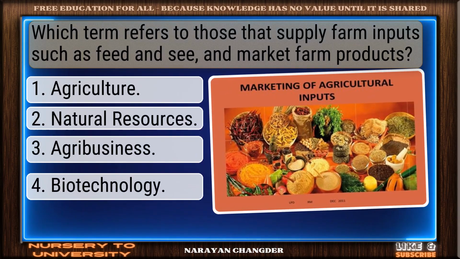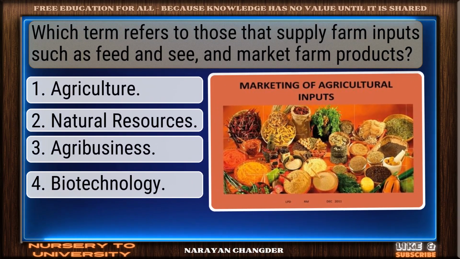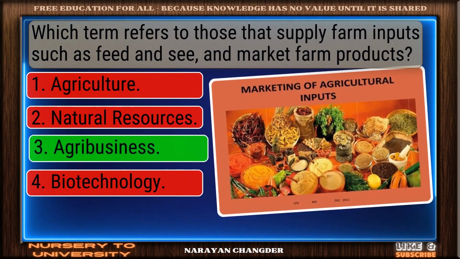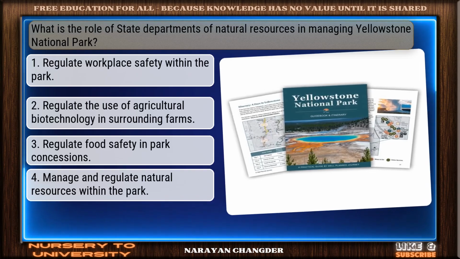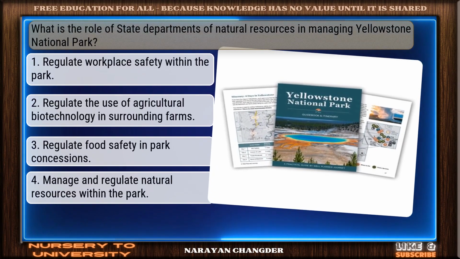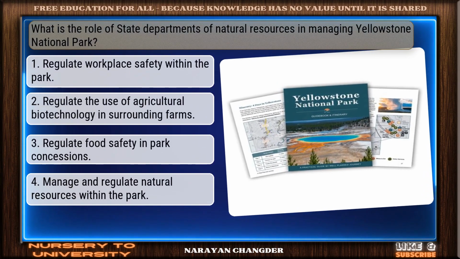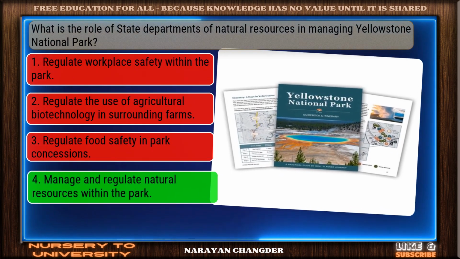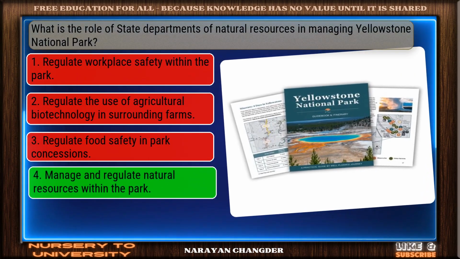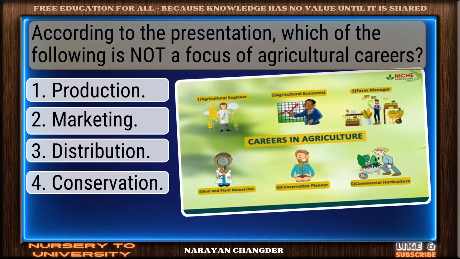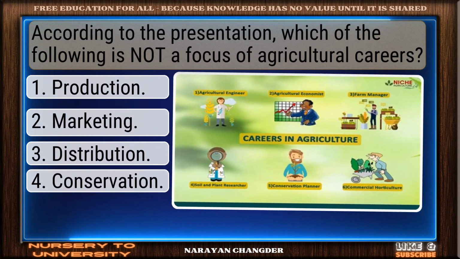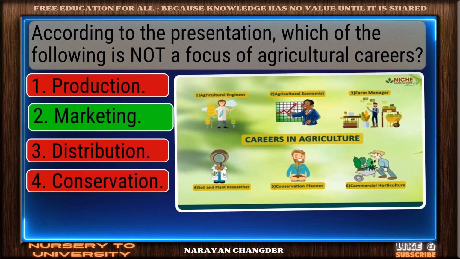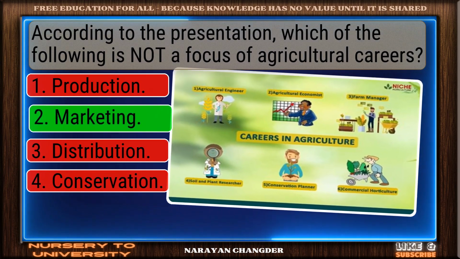Which term refers to those that supply farm inputs such as feed and seed and market farm products? Great thinking. Agribusiness is the right choice. What is the role of state departments of natural resources in managing Yellowstone National Park? Correct response. Manage and regulate natural resources within the park is the most accurate answer. According to the presentation, which of the following is not a focus of agricultural careers? Smart move. Marketing is an accurate answer.